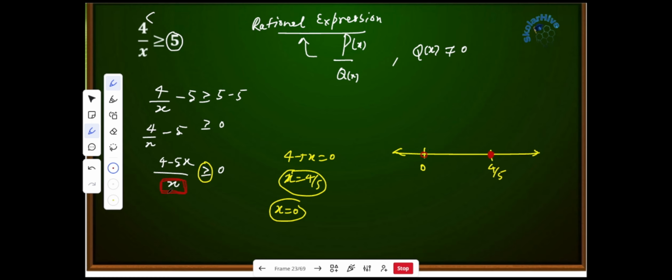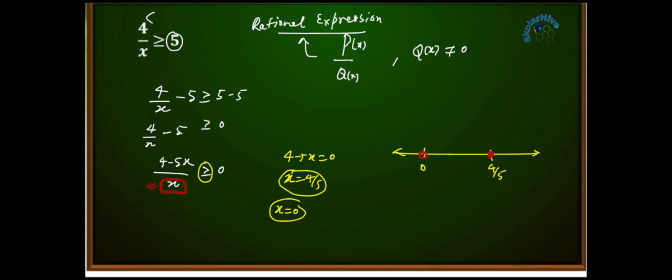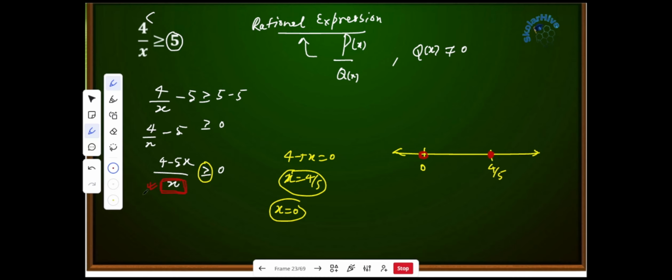If you put 0, it means you are including this 0 in the solution set, which means 4 minus 5x upon 0. Any number divided by 0 will be undefined. So for whatever expression is in the denominator, you have to find the critical point for that, but you should not include it in the solution. That means you have to make an open circle for all those critical points that lie in the denominator. Now, after this, you just have to start making the curve.